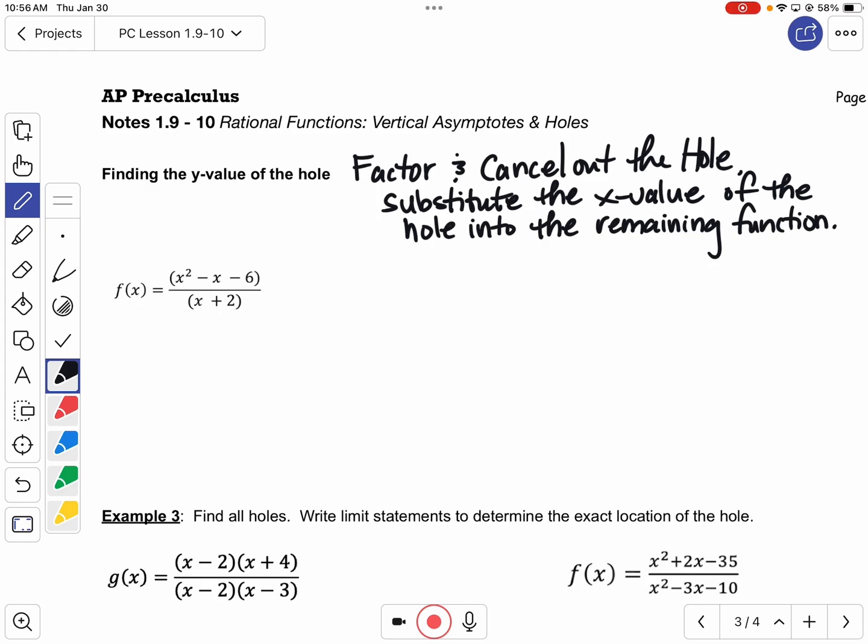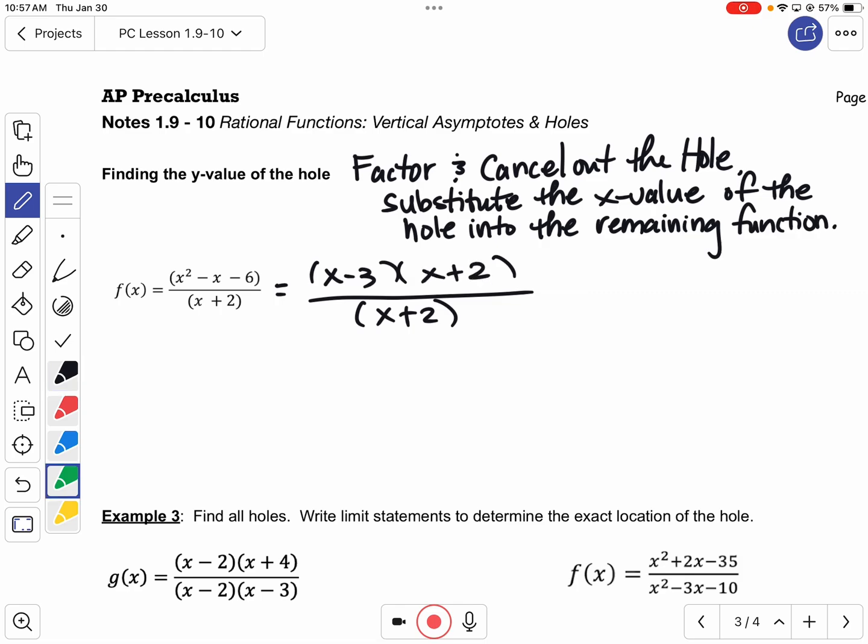I'm going to show you the limit statement too, so I think it'll make sense why they're the same thing. So let's take our first function. First thing we need to do is factor. What's that numerator going to factor into? -3 and +2, so x minus 3, x plus 2. We want to cancel out the hole, be gone.